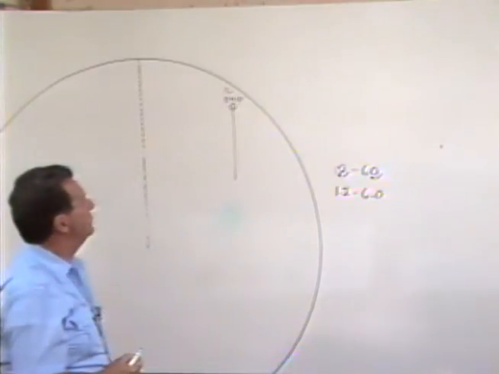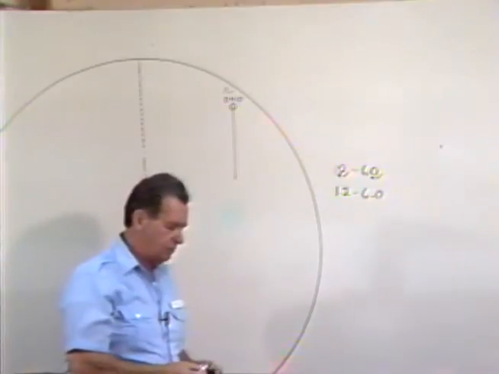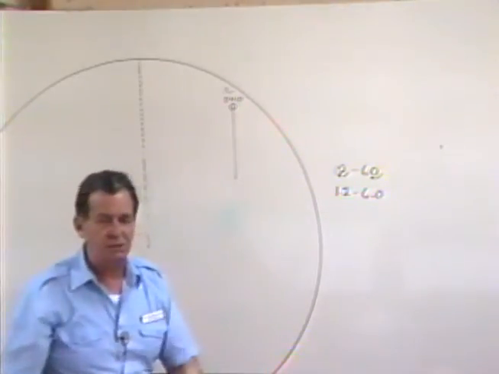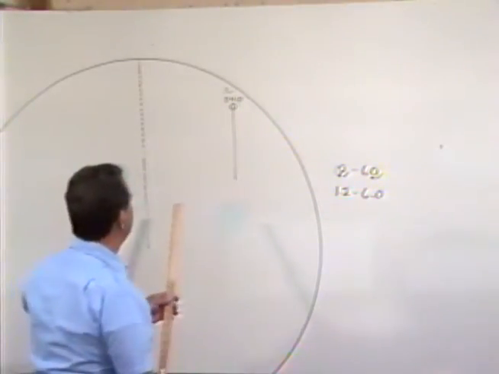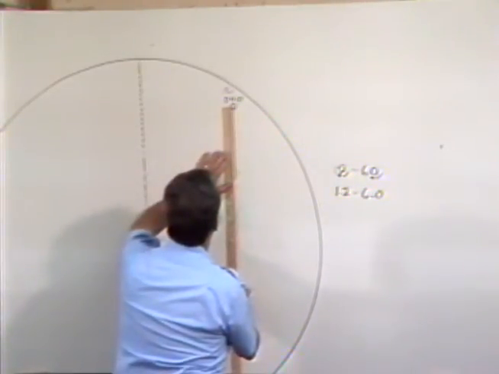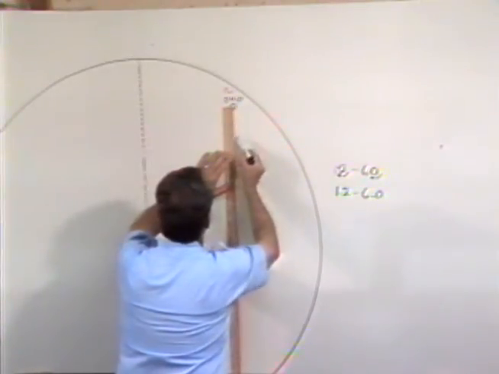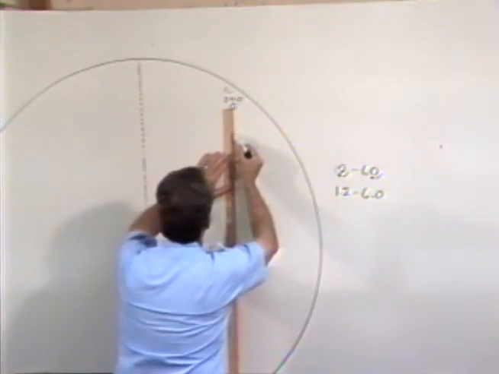So if we are going to move 1.2 miles in 6 minutes, I want you to take your dividers, go over to the 12-mile scale, measure 1.2 miles, come back, and make a mark 1.2 miles from point R. Once you've done that, then I want you to make another mark 1.2 miles from the first mark you made.